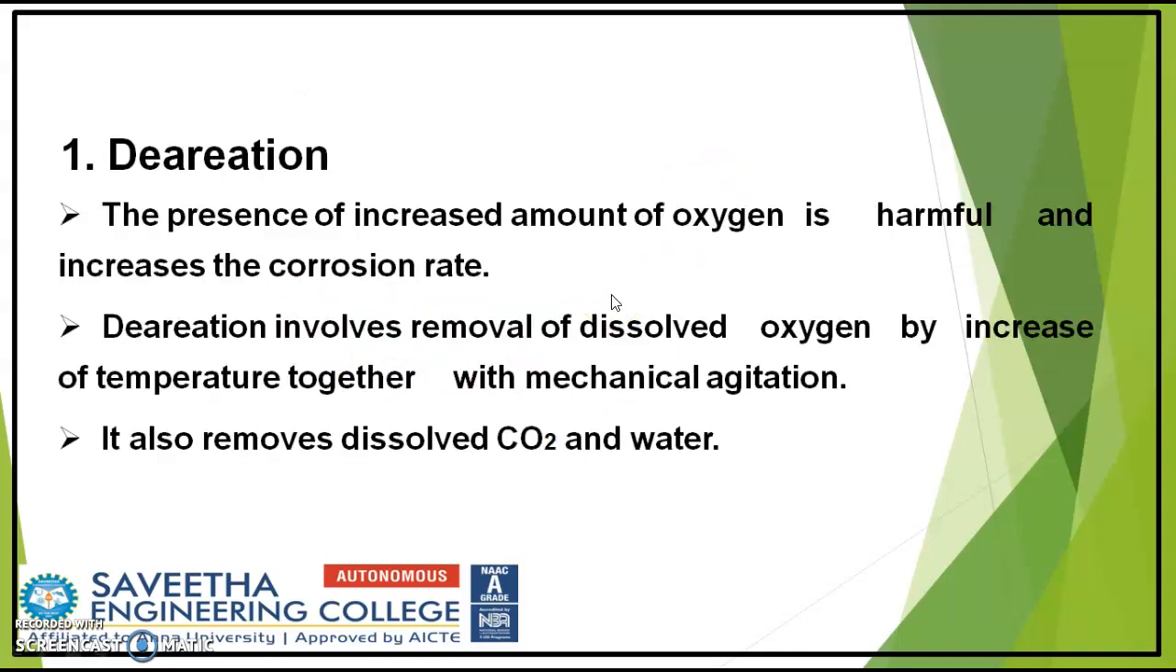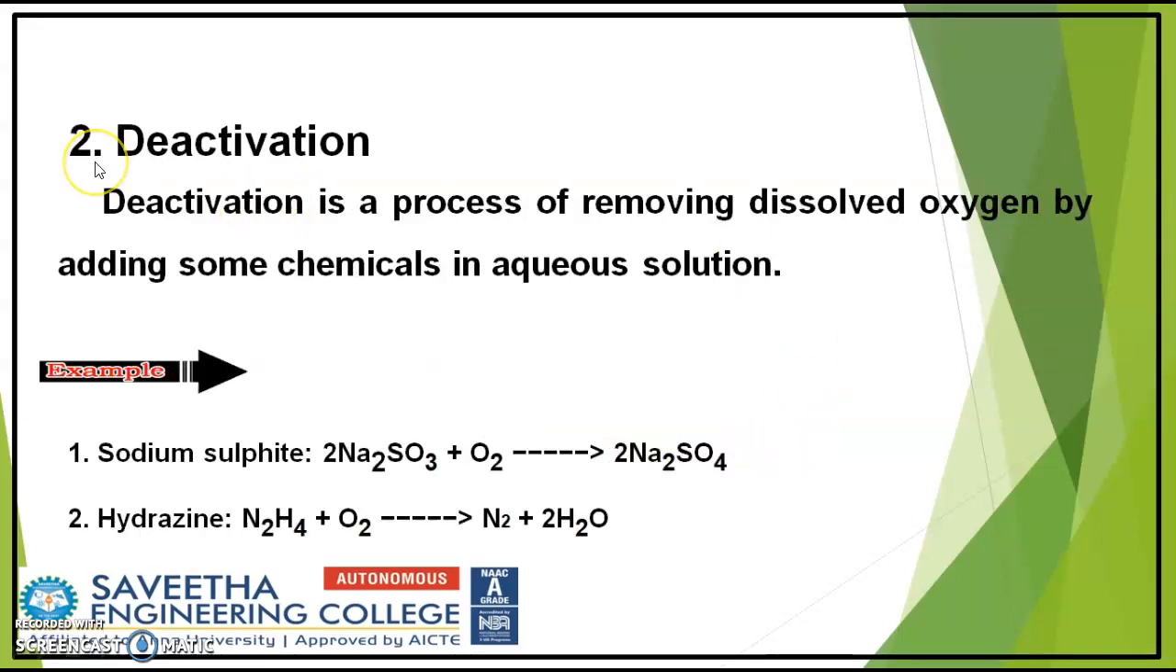In the deaeration method, the presence of an increased amount of oxygen is harmful and increases the corrosion rate. This can be removed by mechanical agitation. It also removes the dissolved carbon dioxide and water. The next method is deactivation. It is the process of removing dissolved oxygen by adding some chemicals to the aqueous solution. Here they add sodium sulfite and hydrazine.